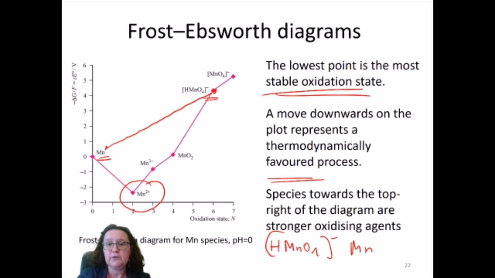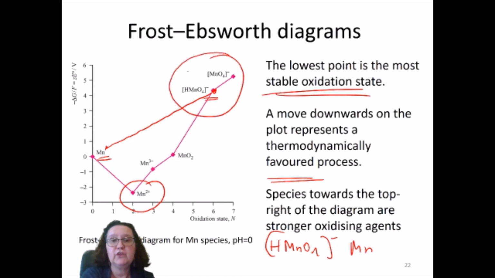At the top right hand side of the diagram are the stronger oxidizing agents for that particular element. So in this case, for the manganese, these 2 species, the permanganate and the manganate anion, in this case hydrogen manganate, are the strongest oxidizing agents of all the manganese species, which we do know is true. So again, lowest point, most stable oxidation state.